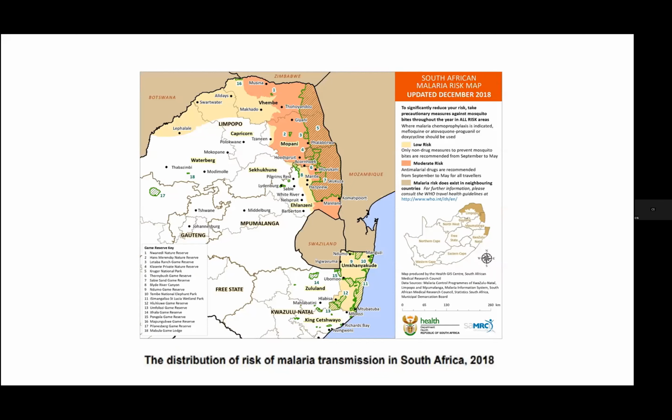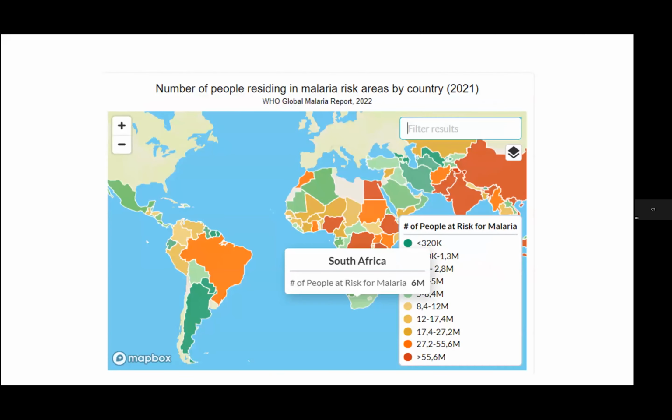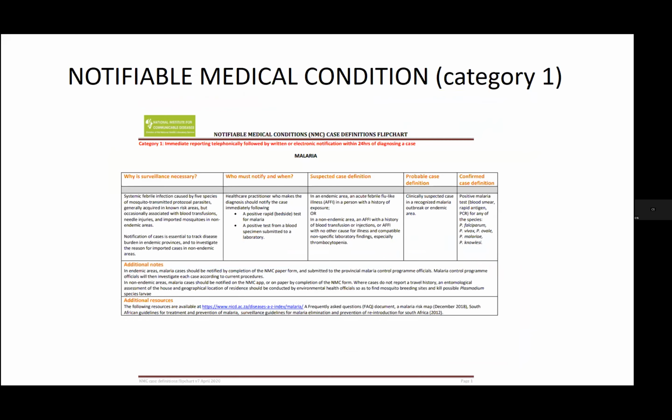So what this all means is that approximately 6 million people residing in these areas are at risk for malaria in South Africa. So, surveillance: malaria is a notifiable medical condition. It's a Category 1 NMC, which requires healthcare practitioners to report cases within 24 hours of diagnosing a case.